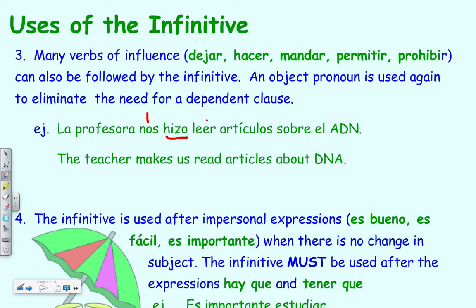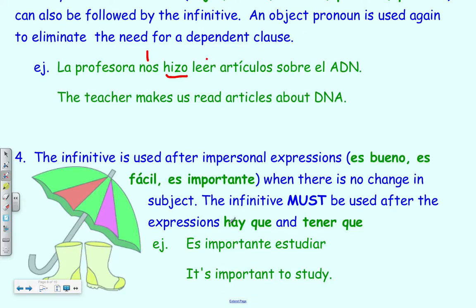Oh, one thing I just saw there before I click away. Hay que and tener que are always followed by the infinitive. They're just expressions. Hay que means it's necessary to, okay? And tener que, to have to do something. Hay que estudiar. It's necessary to study. Tienes que estudiar. You have to study.